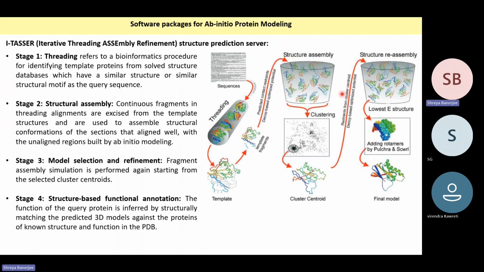Then within the structures predicted, it is refined even more. So some of these structures may not be allowed by the Ramachandran plot. They may be energetically very high. So like that, a refinement is done.